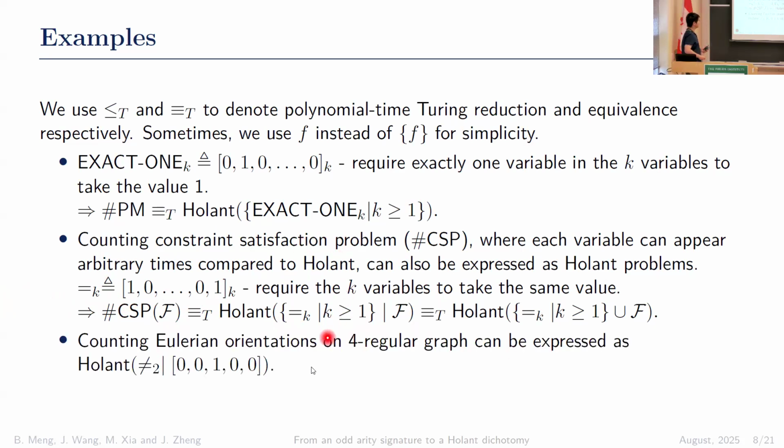Finally, counting Eulerian orientations for regular graphs can be expressed in this form. Here, this equality 2 on the left side can represent an orientation of an edge, as you can always assign 1 to its head and 0 to its tail, and this represents an orientation. And the signatures on the right side are just the restriction of Eulerian orientation, that it should have the same number of ingoing and outgoing edges.